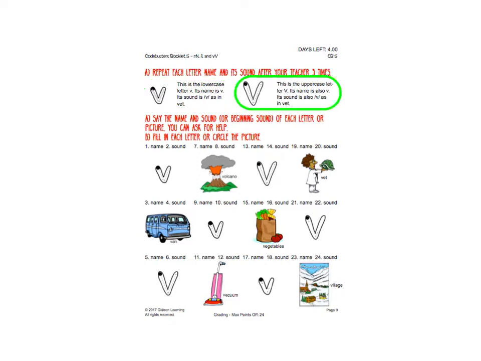This is the uppercase letter V. Its name is also V. Its sound is also V, as in vet. V, V, V. And now we can write our uppercase letter V. Now let's move on to the next section.